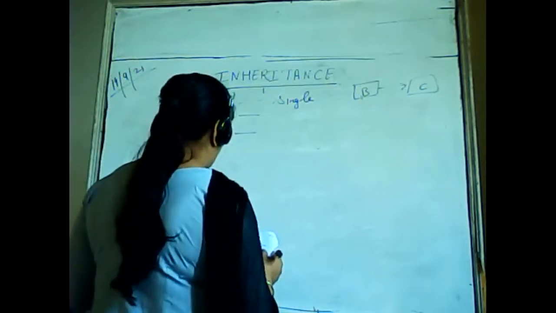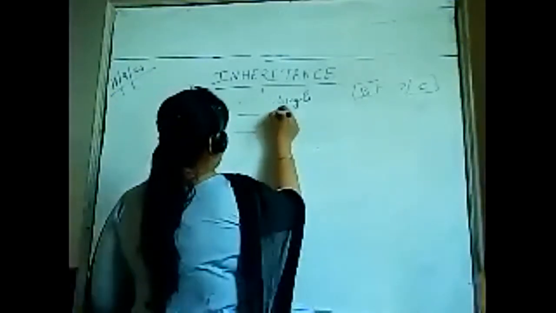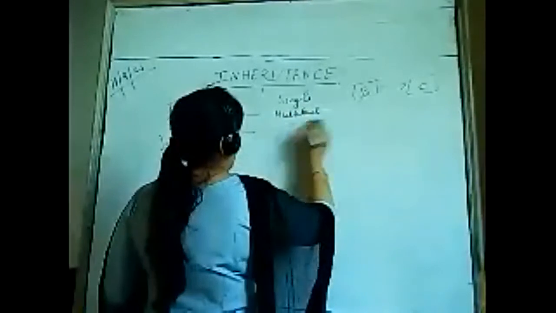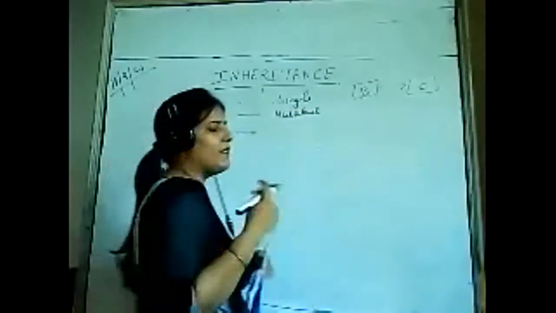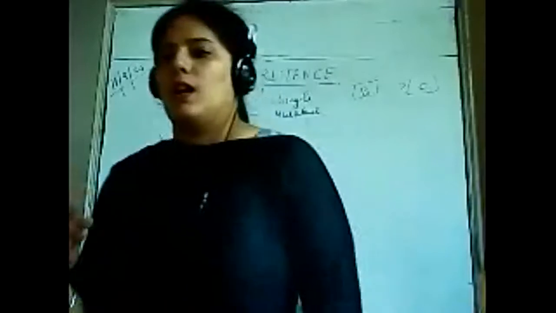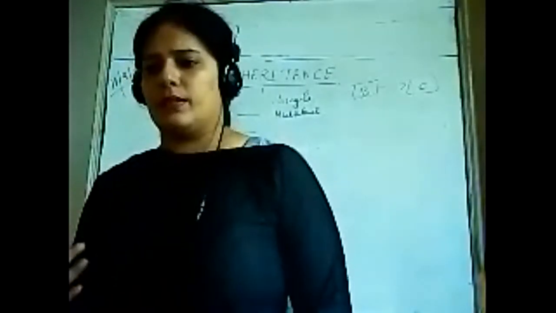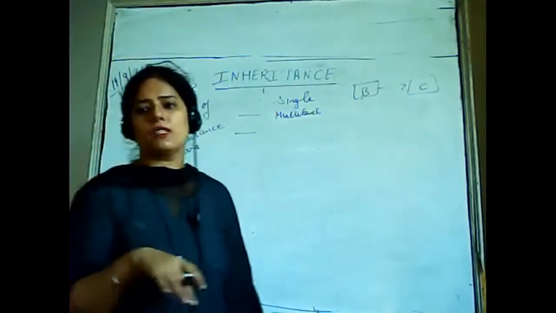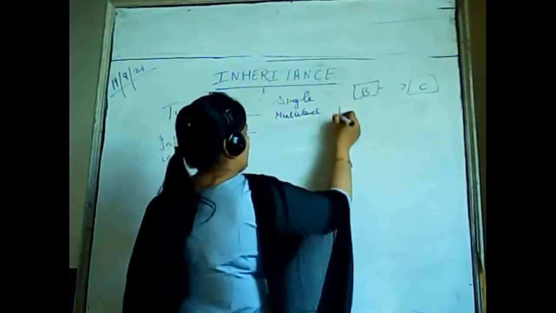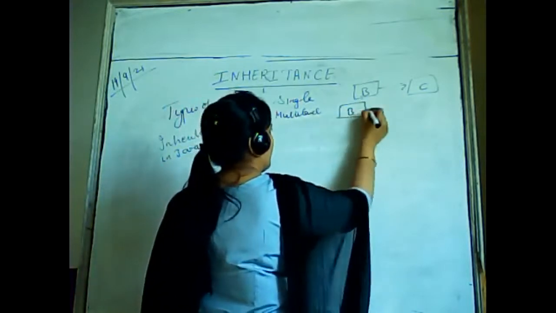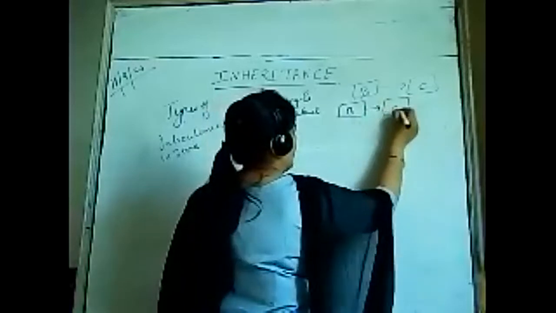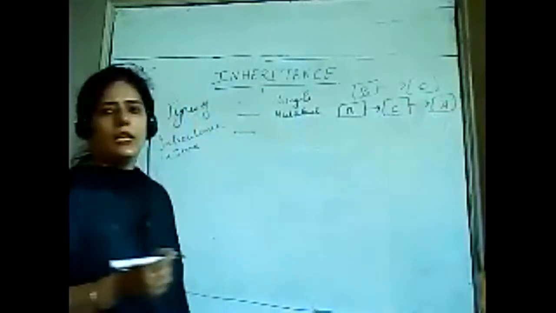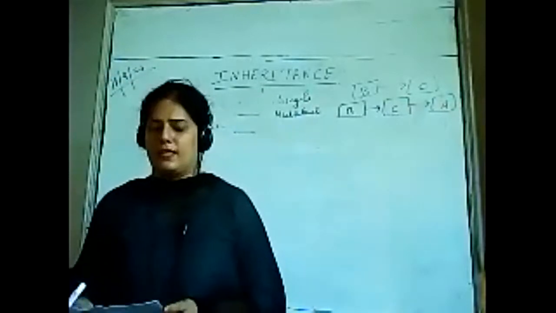Next is multi-level inheritance. So what does multi-level say? Levels means you have different levels, level A, level B, level C, and all these levels are the child classes of the previous parent classes. So multi-level works like this: you have B, from B you develop C, from C you develop E. This is how you can define multi-level inheritance.